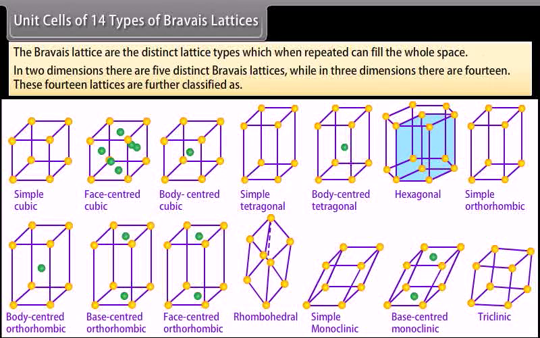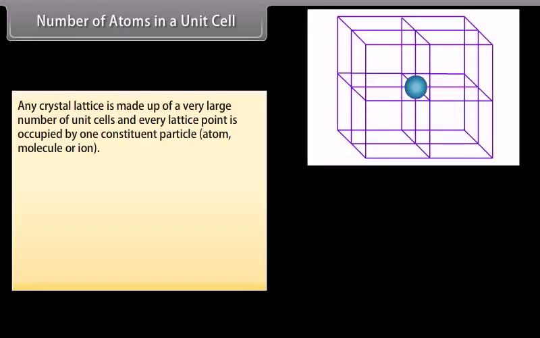These 14 lattices are further classified as number of atoms in a unit cell. Any crystal lattice is made up of a very large number of unit cells, and every lattice point is occupied by one constituent particle, atom, molecule, or ion.